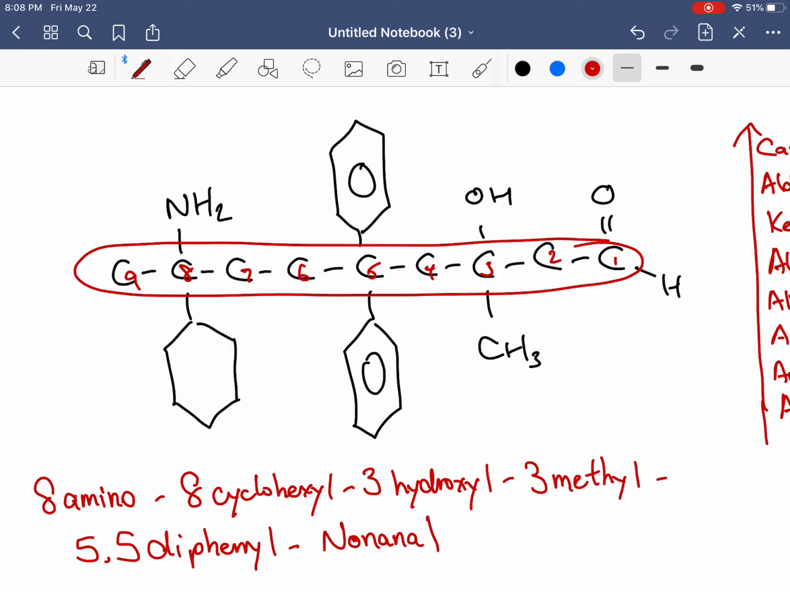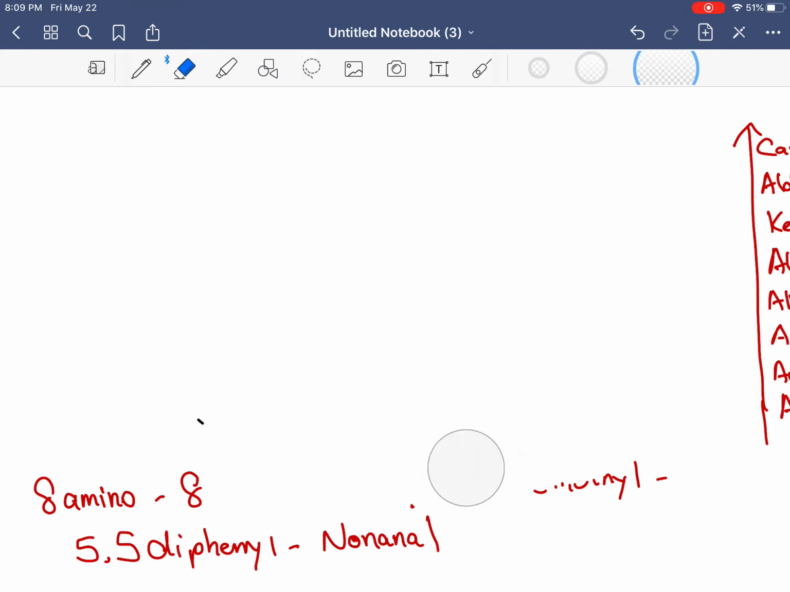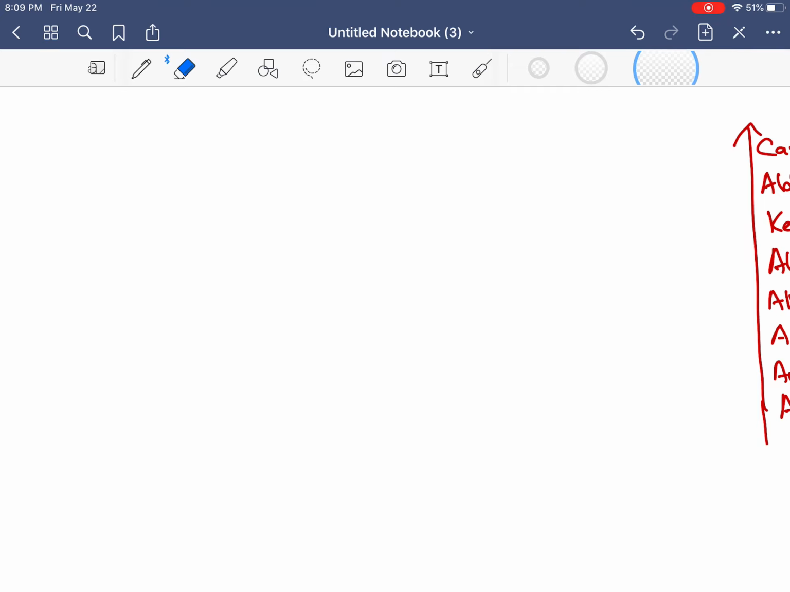So, phenyl is when benzene is part of a side group. I always wonder, why don't we just call it benzol or something like that? Maybe there's something called benzol. Who knows?